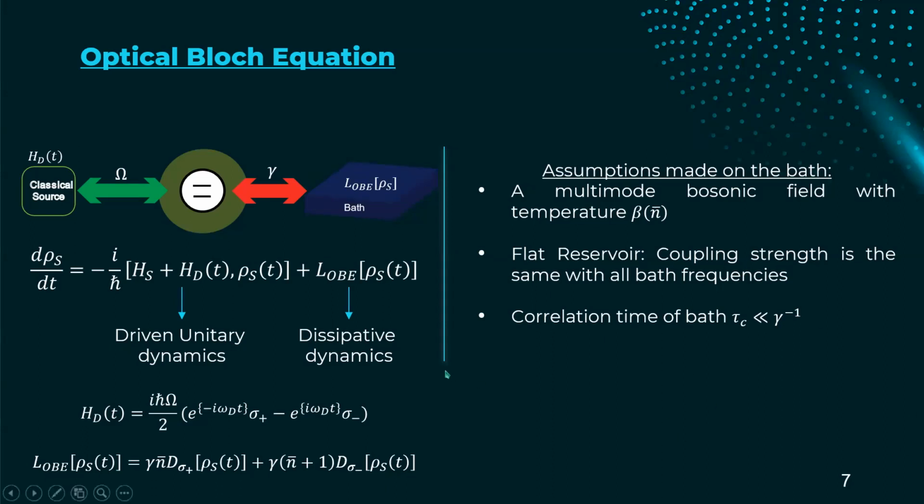Okay, so here I want you to notice this in the optical Bloch equation, there is driven unitary dynamics, where if you notice this H_d is the driving term, which is time dependent and it's given here. It depends on the sigma plus and sigma minus operators, and there's this dissipative dynamics, which has the temperature involved in the n bar.